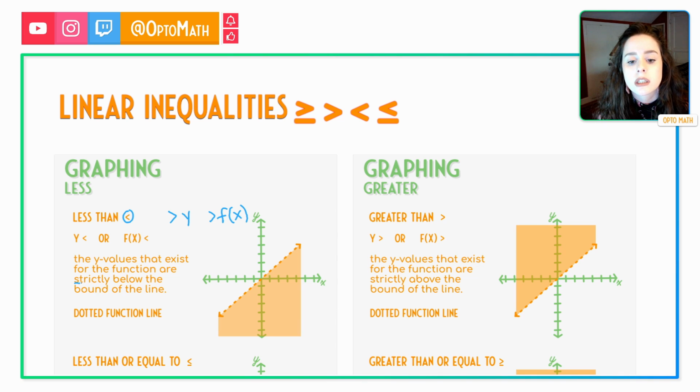Now, strictly is a very important word here because the strictly is where we get this dotted function line. So how you would graph an inequality that's less than is you would graph the function but make it dotted, and then you would shade below the line because y is less than. And think about it, your y-axis is vertical. So if y is less than, you're going towards the negative y's or the smaller y's. So that's why you're shading below.